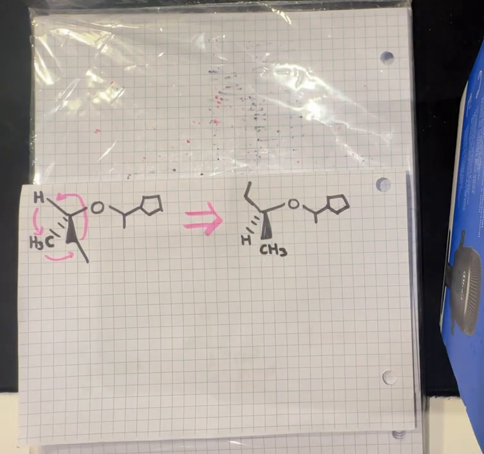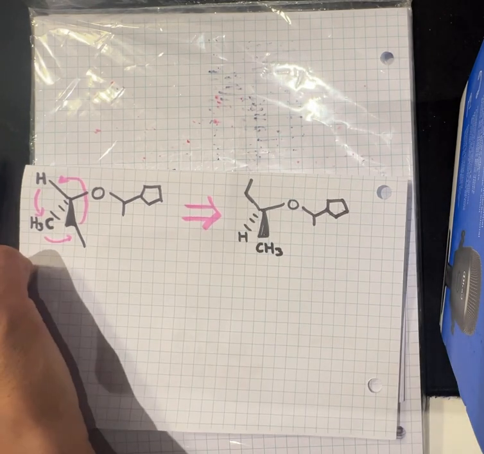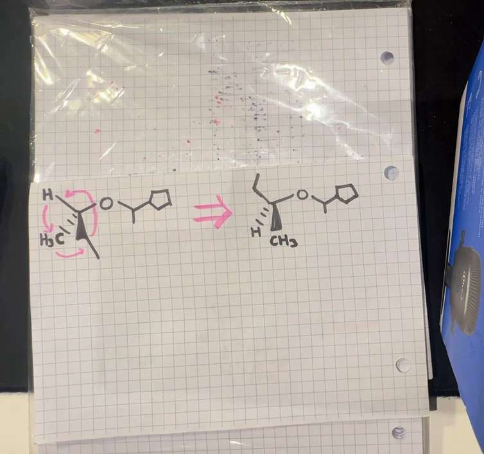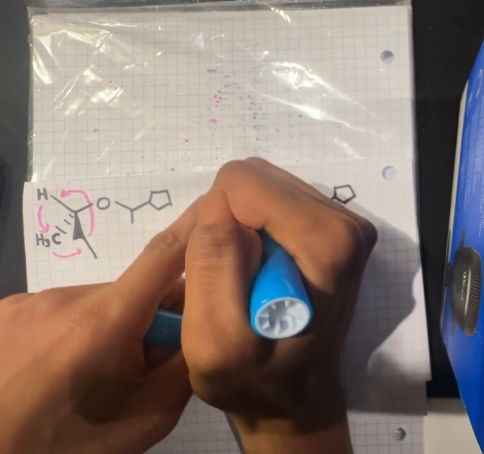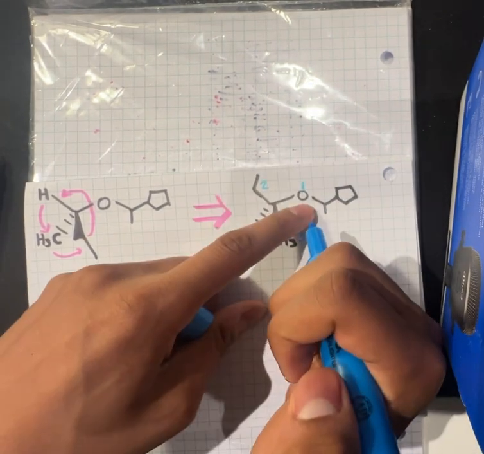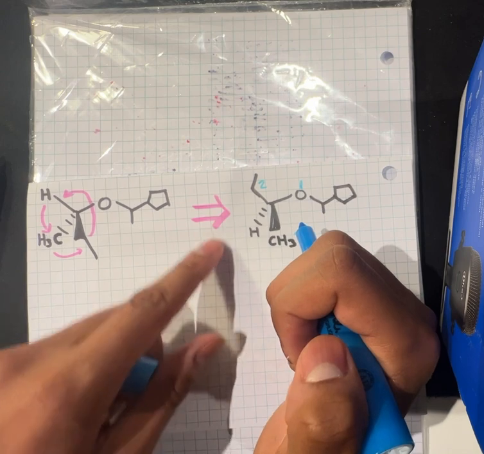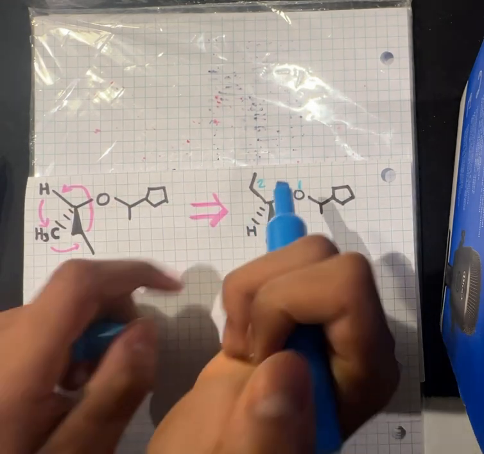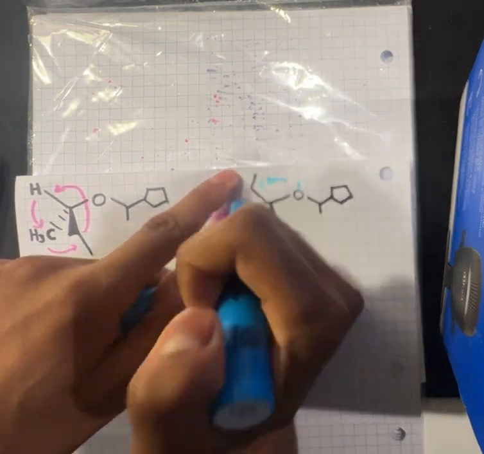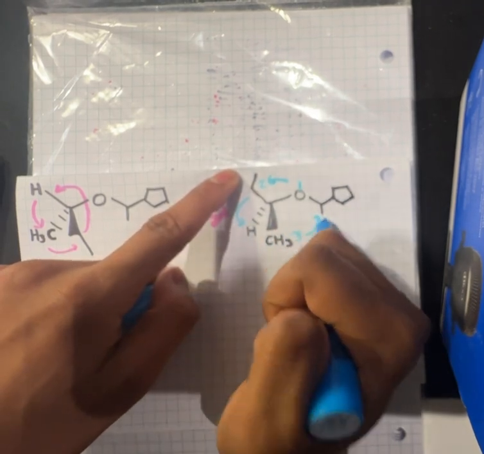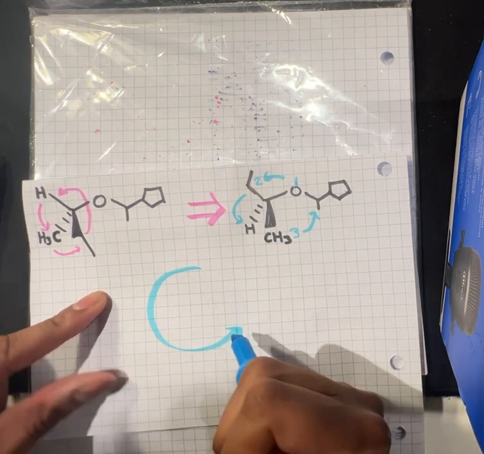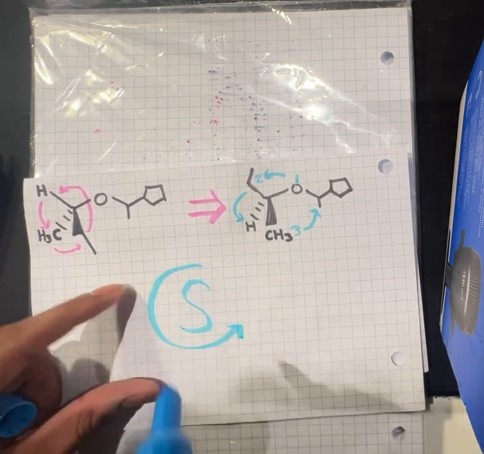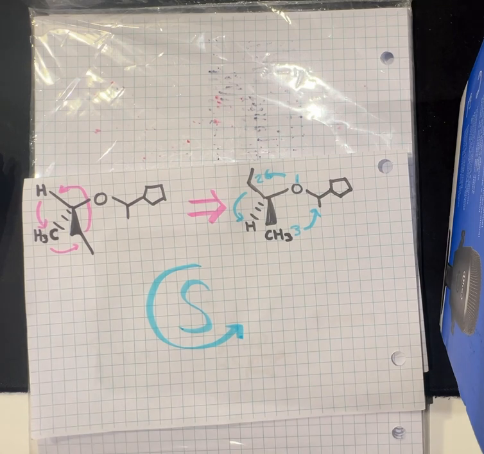That's our ethyl. Now we can assign the stereochemistry just like we did before. And so we do 1, 2, 3. Oxygen is heaviest, then the ethyl, then the methyl. Again, we don't label the last one. And we draw the arrows from 1 to 2, from 2 to 3, from 3 to 1. We see that it is moving in a counterclockwise fashion, and so we denote this molecule to be in the S configuration.